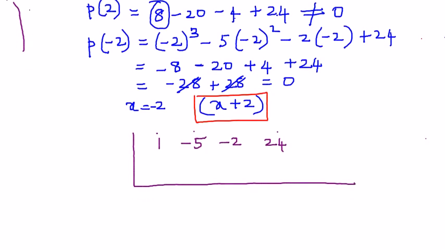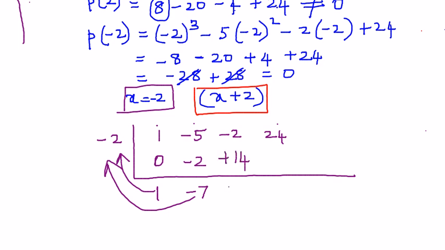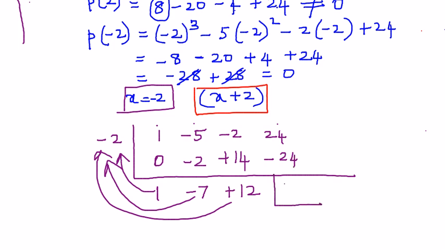Now what can we divide this by? We got one factor, minus 2, right? So let's divide by minus 2. So put minus 2 here and you add this. 1 plus 0 is 1. Now multiply, you get minus 2. Add again, you get minus 7. Multiply this, you get plus 14. So it is plus 12. When you add minus 2 and plus 14, again multiply with this, you get minus 24. 12 into minus 2 is minus 24. So this will cancel. So 0 is your remainder.